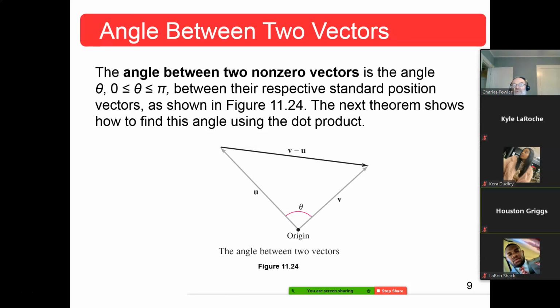The next theorem shows how to find that angle using a dot product. So what we're looking for is this angle here, given these two vectors here. Now they look close to 90 degrees, but they're not. So don't be fooled by that.